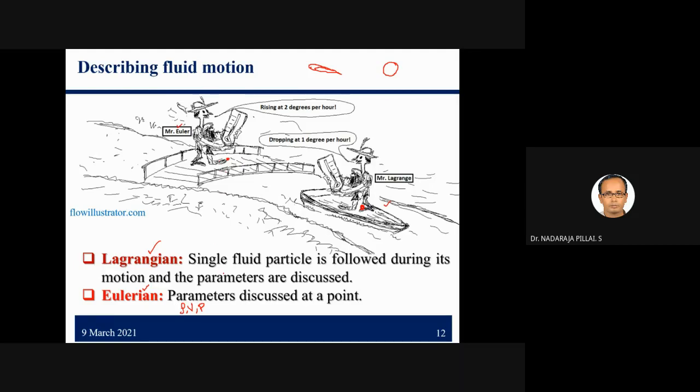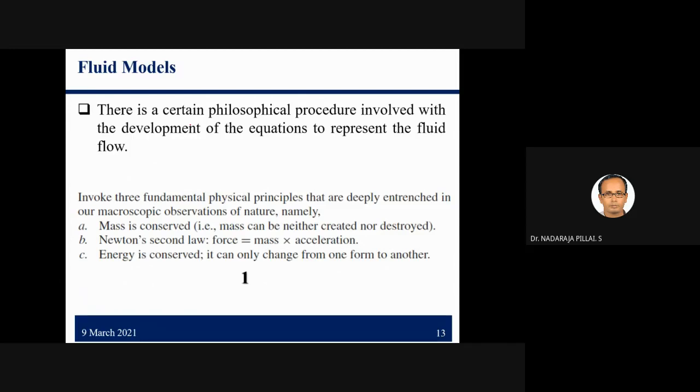With a single fluid particle, if you are traveling along with the fluid and observing its properties, then it is Lagrangian. If you are staying at a particular point and observing, then it is the Eulerian approach. With these two approaches, we may have a lot of other discussions in the next sections. So we start the expression for the fluid models. There is a certain philosophical procedure, as I told, involved in the development of the equations in fluid dynamics. So we will start with that.